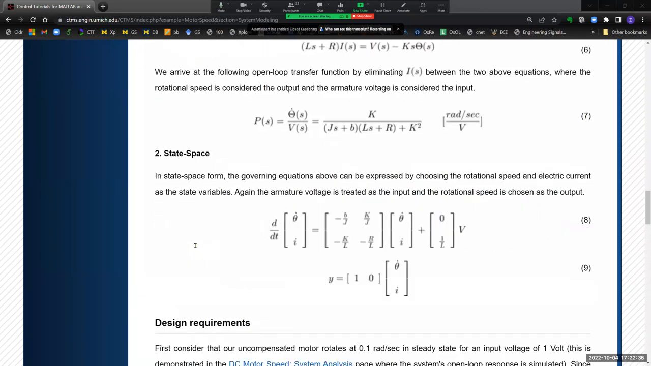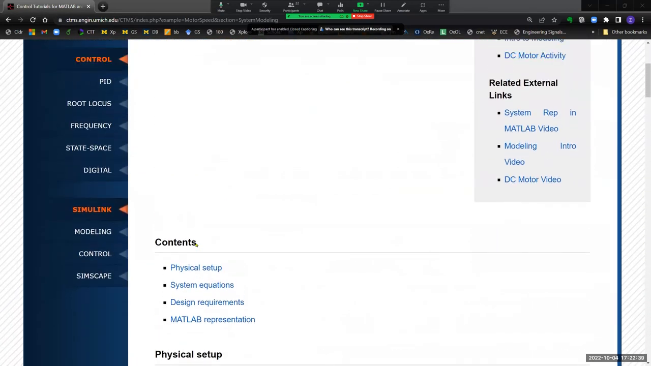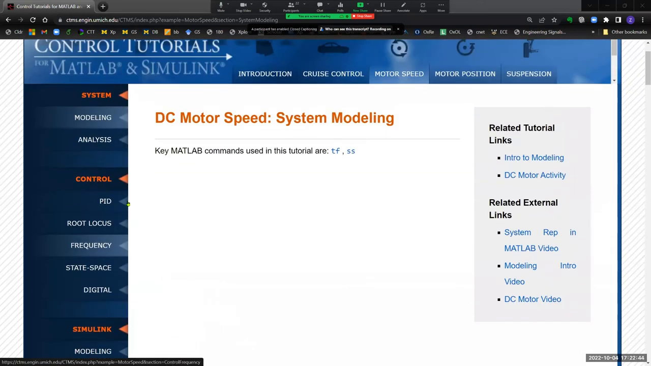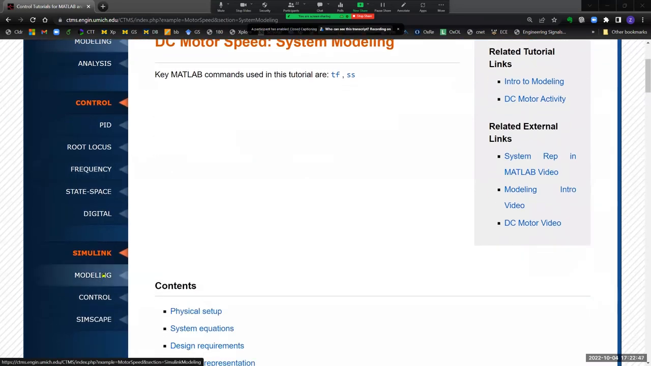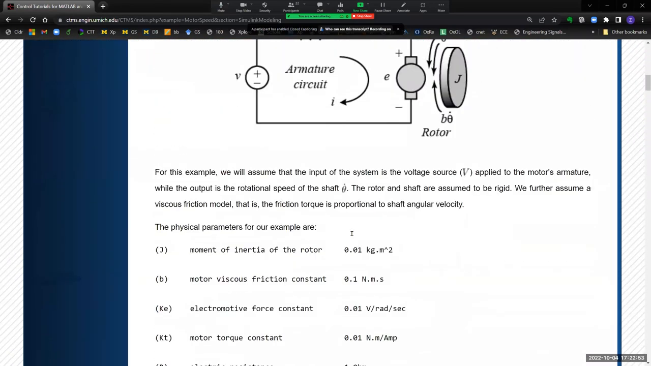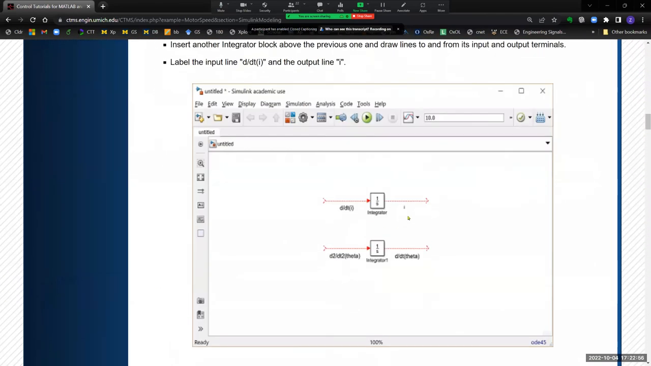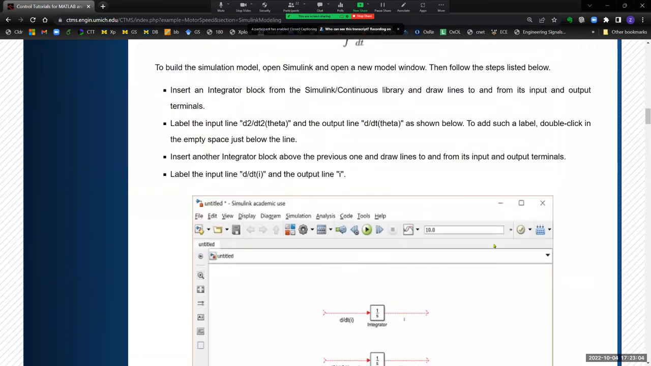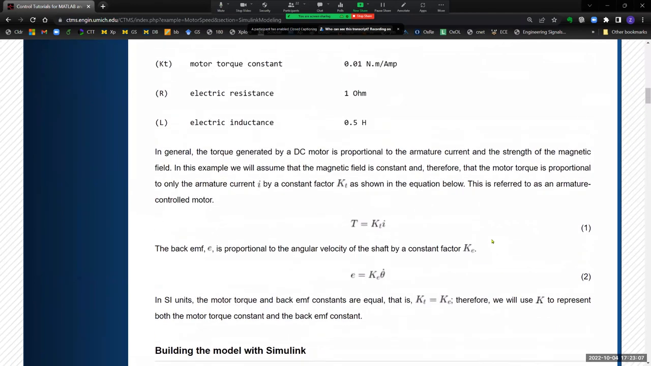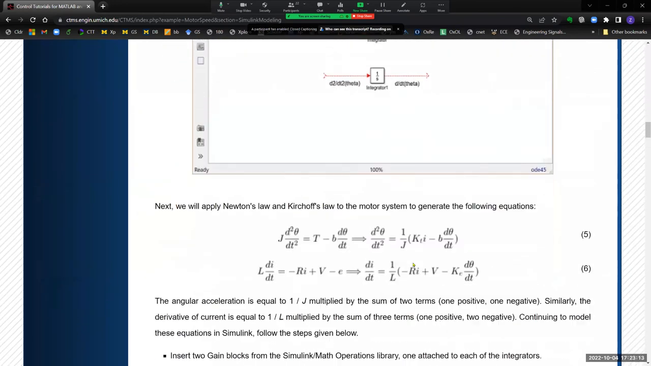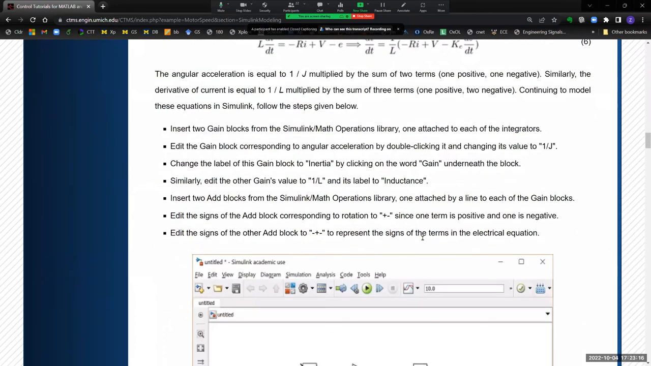But Gianfranco's issue is with the Simulink. Where is the Simulink? Below. Yeah, here, DC motors Simulink. So this is what you're talking about, right? Yes, sir. Okay. So how do you go from this to a Simulink implementation? That is what we're looking at.